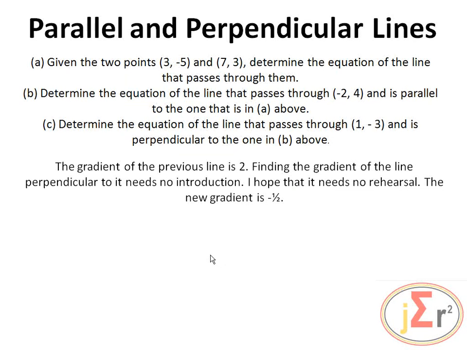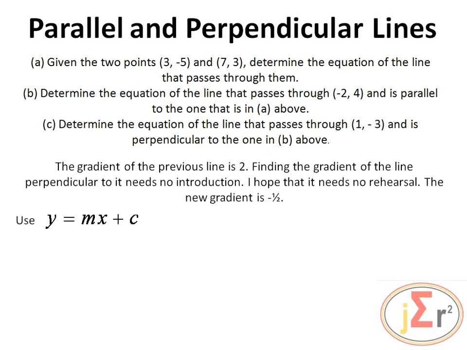The gradient of the previous line is 2. Finding the gradient of a line perpendicular to it needs no introduction. I hope that it needs no rehearsal. The new gradient is negative 1/2. Reciprocate and negate. Reciprocate and negate 2 and we get negative 1/2.